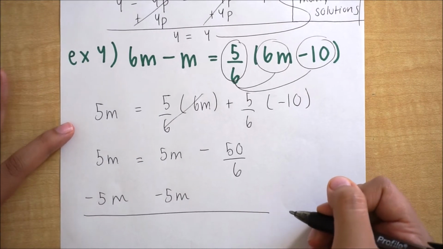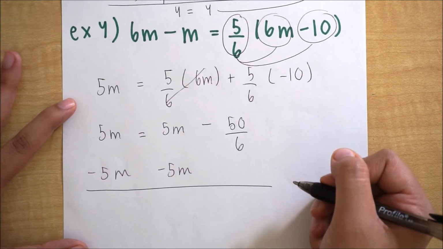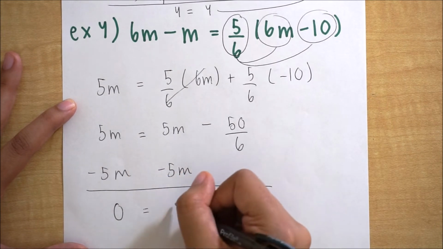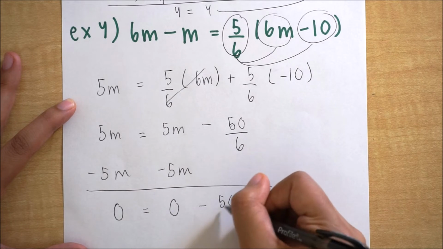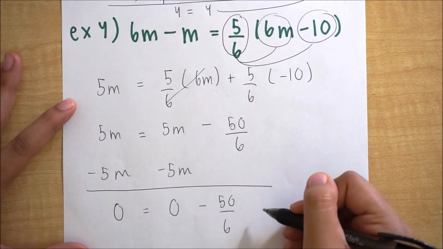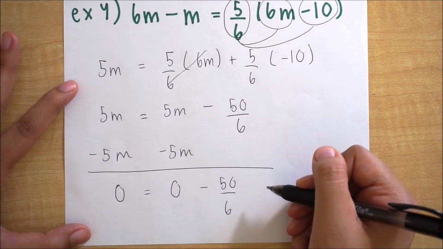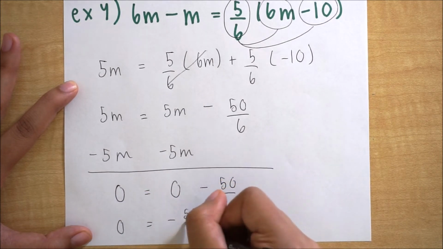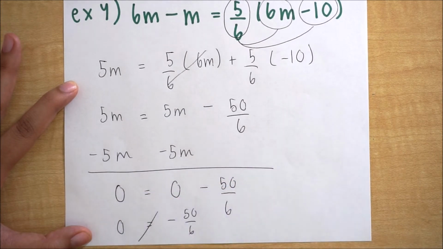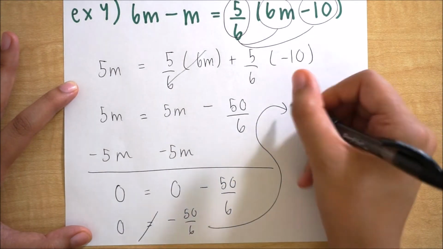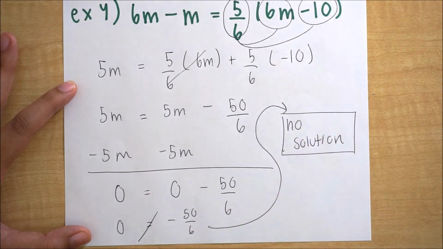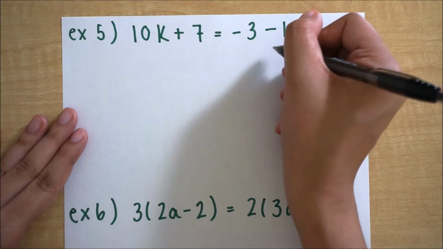But what we see, what happens is that we have 0 on the left side and negative 50 over 6 on the right side. So you have 0 is equal to negative 50 over 6. And that statement is not true, right? So when we end up with something that's not true, we are going to have to say that this is a no solution case. No value of m can satisfy this equation.